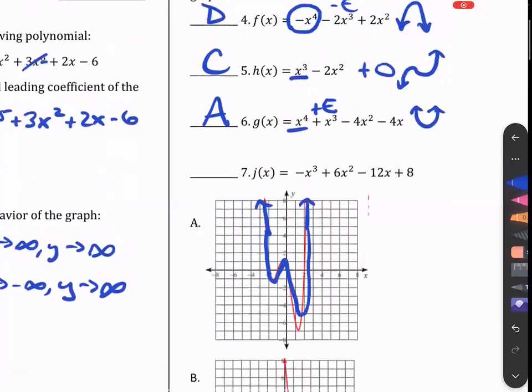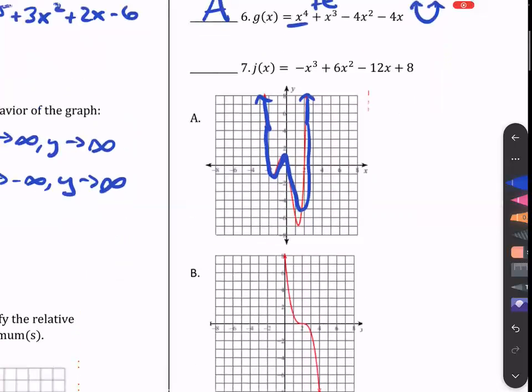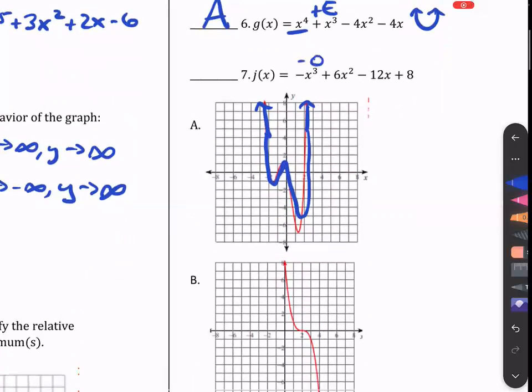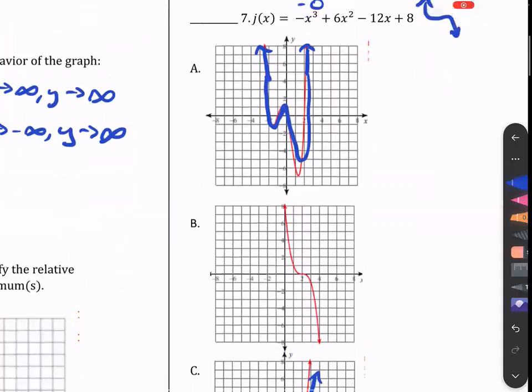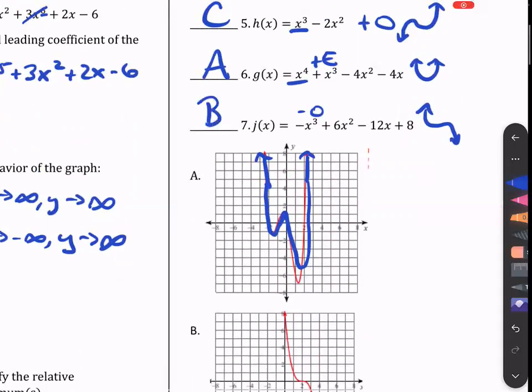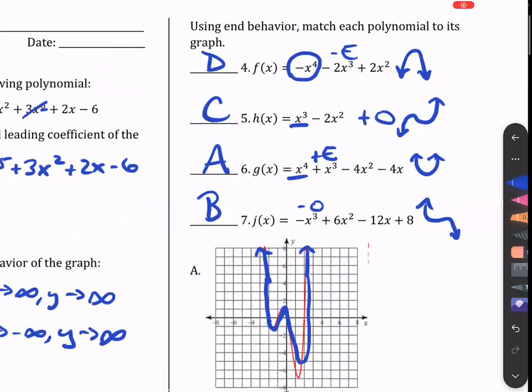And then 7 has to be B, and this is a negative odd function, which means it's going to be a squiggle going down, which is letter B. So again, just like with your end behavior, you're looking at, is it positive or negative, even or odd? The positive or negative comes from the leading coefficient, what's in front of the variable. Your even or odd comes from your degree, which is your biggest exponent. And then you're just matching the shapes for this one.